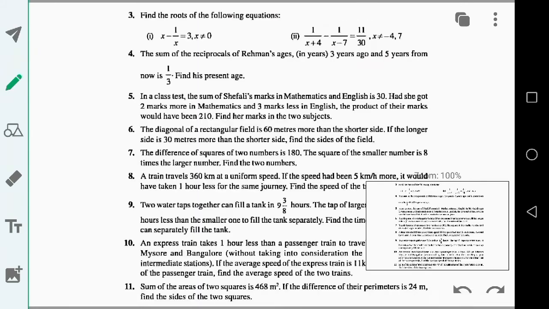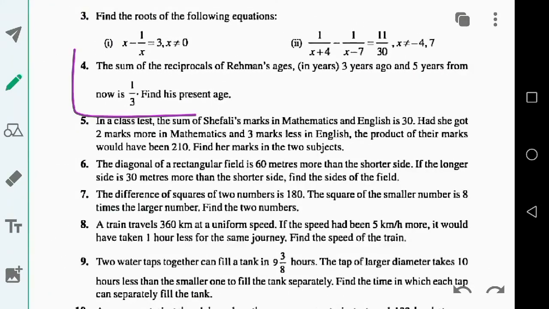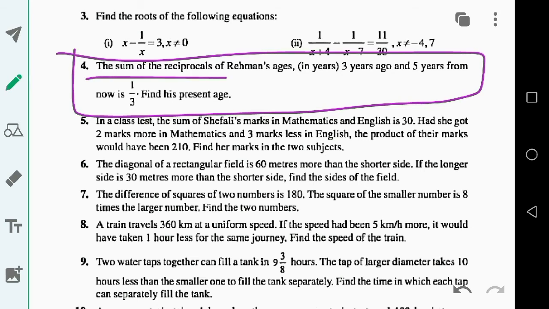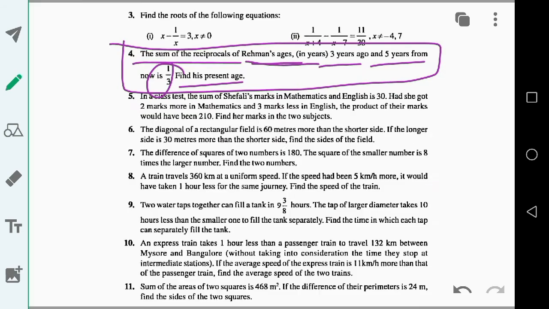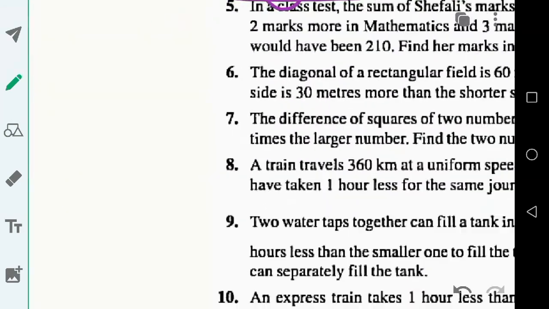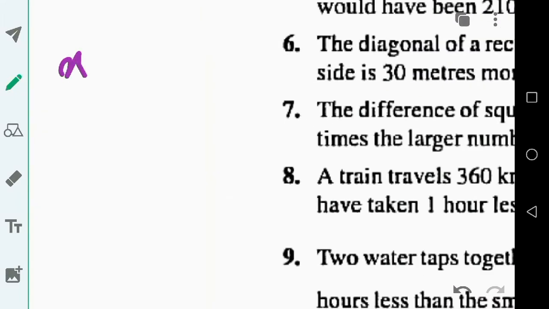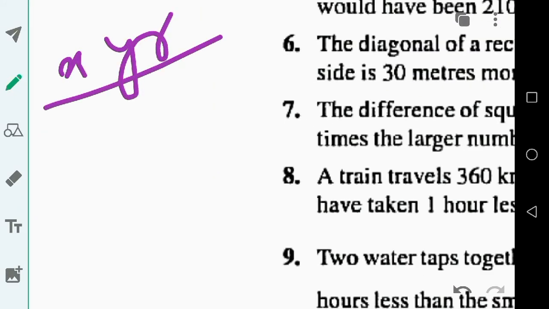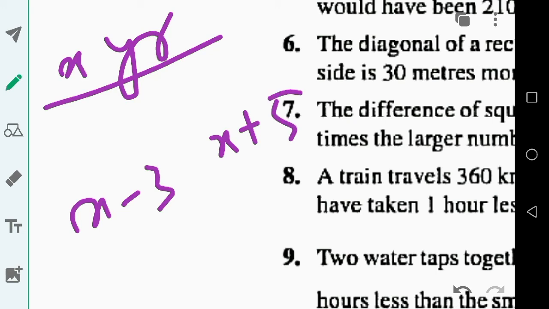Now let me show you how to solve question number 4. Okay, so the sum of the reciprocals of Rahman's ages 3 years ago and 5 years from now is 1/3. Find his present age. Okay, so we have to consider the present age of Rahman. Suppose the present age of Rahman be x years. Okay, so 3 years ago he was x minus 3, and 5 years from now he will be x plus 5. Okay, and reciprocals of these two must be 1 by (x minus 3) plus 1 by (x plus 5). So this is the sum of reciprocals.